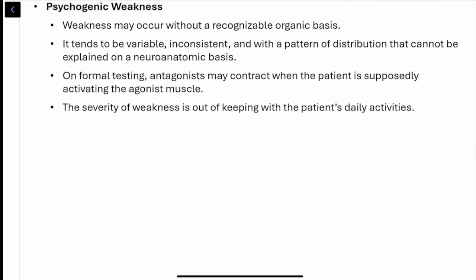Psychogenic weakness means there is no organic basis; it is functional. Right. The patient is able to do her household chores very easily, but when she presents to the OPD, she will say that I am weak. Right. So there is a discrepancy between the patient's ability to do daily activities and the presentation of the patient to the OPD. She will go back to the home, and she will become normal. She will present to you with weakness. This is called psychogenic weakness.